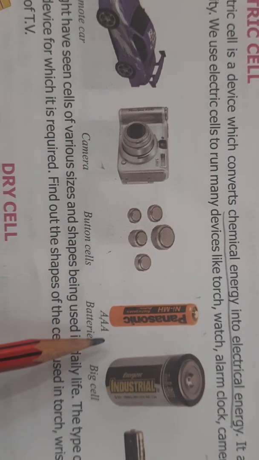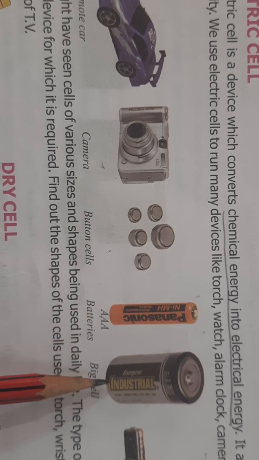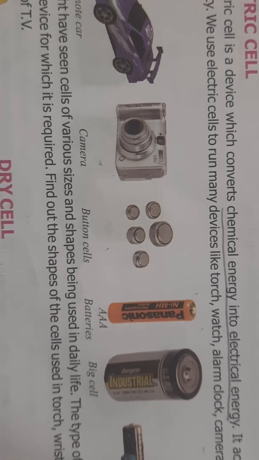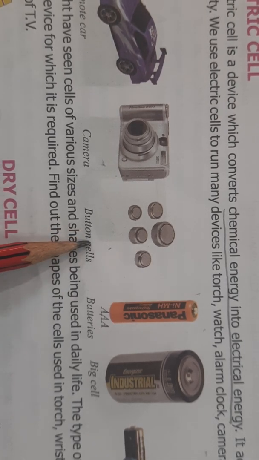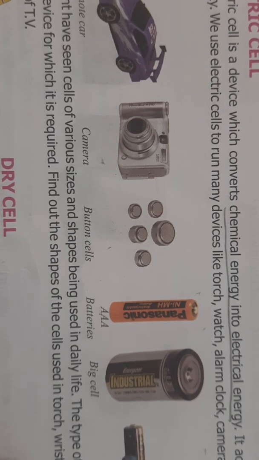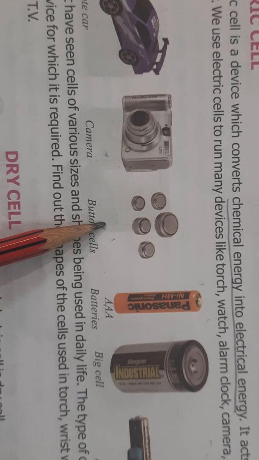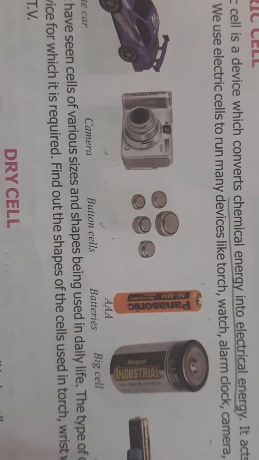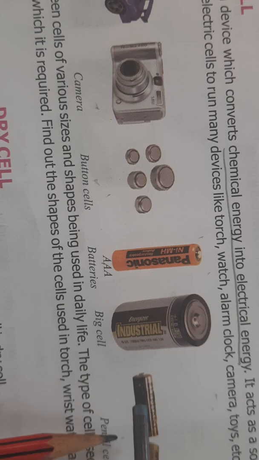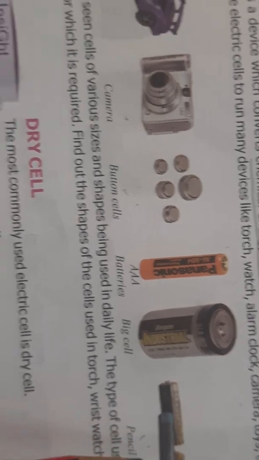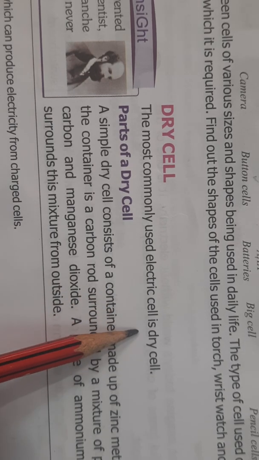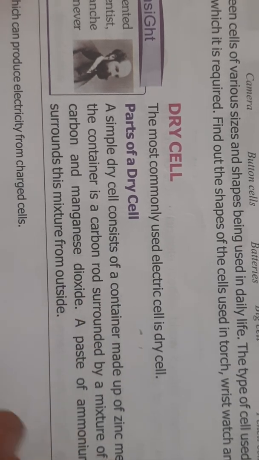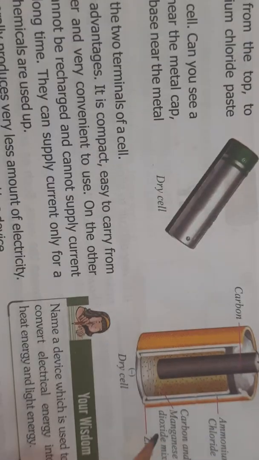So that means for torches we use pencil cells. For some items we use button cells, like wristwatches. For wristwatches we use button cells. Then for remote controls of the TV we use the pencil cells. But the most commonly used electric cell is a dry cell. So we will see what are the various parts of a dry cell.